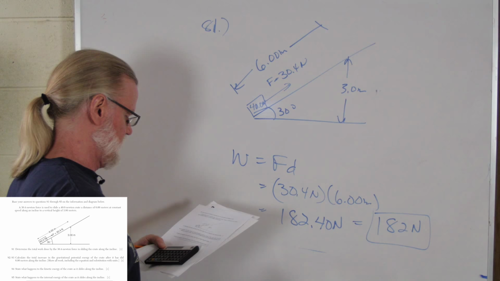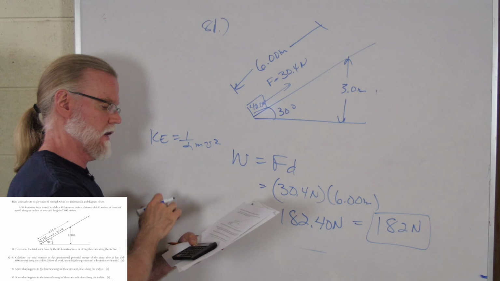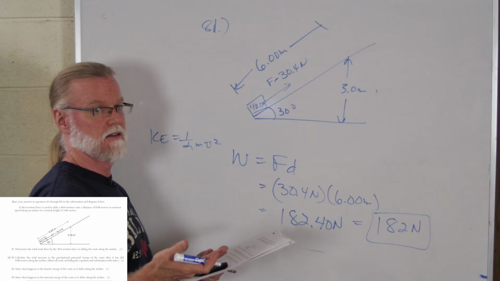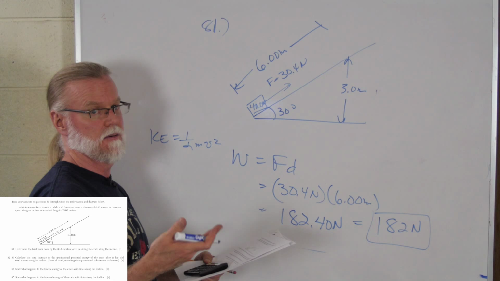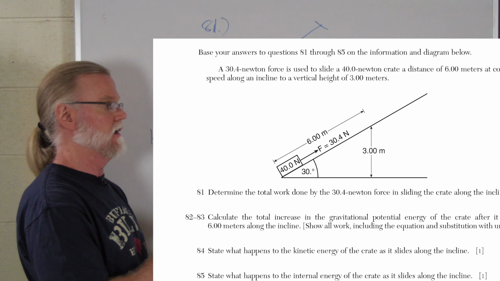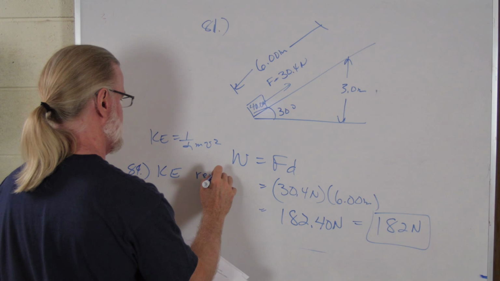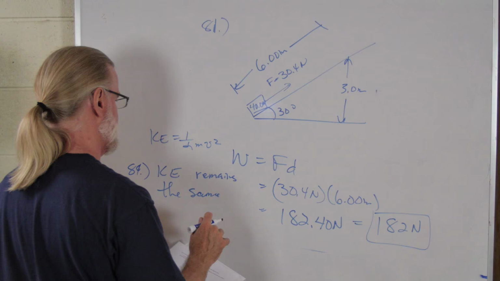Kinetic energy, of course, is 1/2 mv squared. Well, the mass stays the same. What happens to the speed? If the speed increases, the kinetic energy is going up. If the speed remains the same, kinetic energy is the same. If the speed lowers, it's getting less. A force is used to slide a crate at constant speed, so kinetic energy remains the same. They said the speed remains the same, therefore the kinetic energy remains the same.